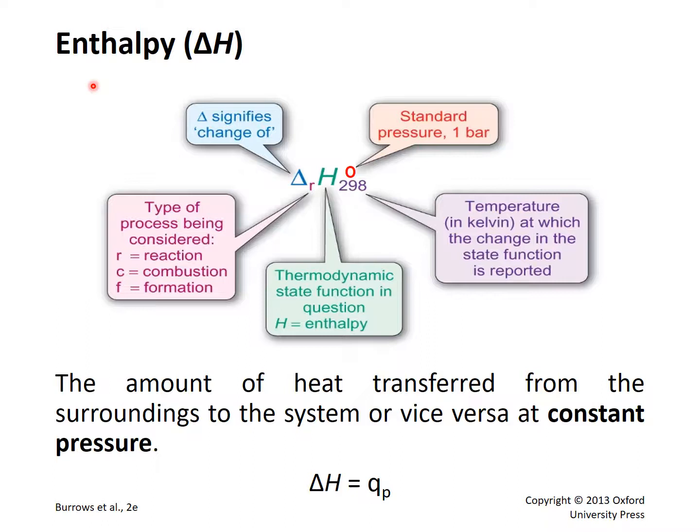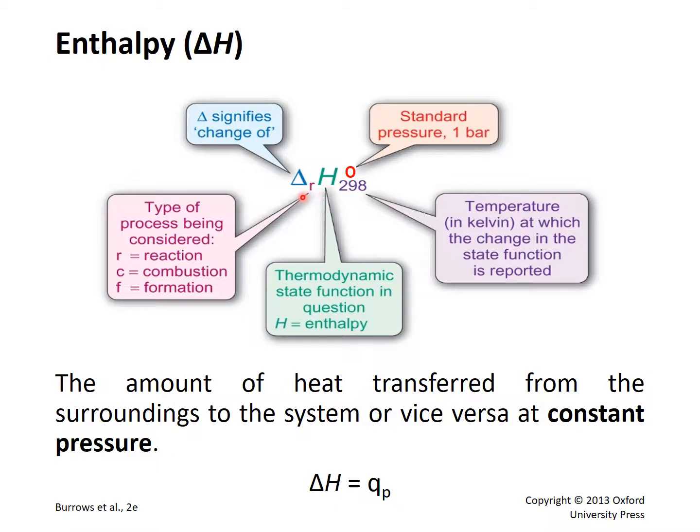Enthalpy is a thermodynamic state function that is often used in thermochemistry and has the symbol capital H. Unfortunately, we cannot measure the absolute enthalpy of a system. However, we can clearly measure the change in enthalpy, delta H. Delta H is equivalent to the heat transferred from the system to the surroundings or vice versa. And so delta H equals Qp, the heat at constant pressure.